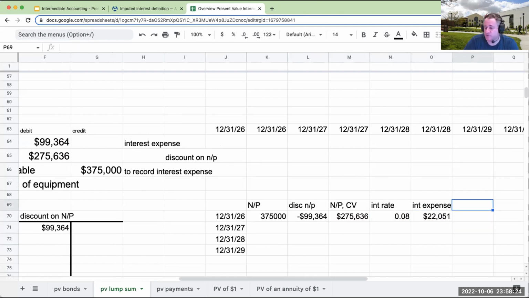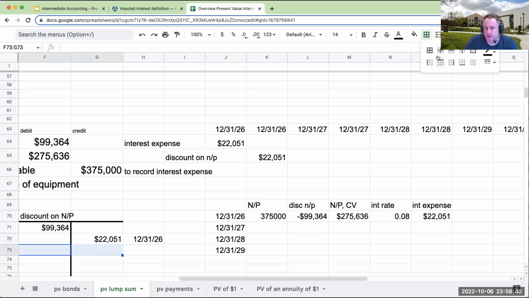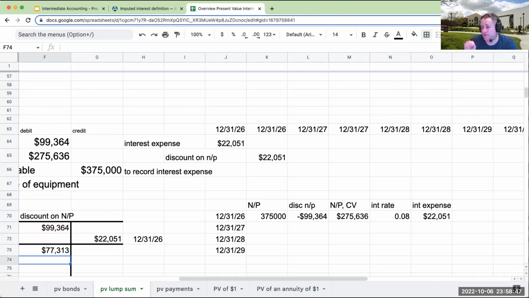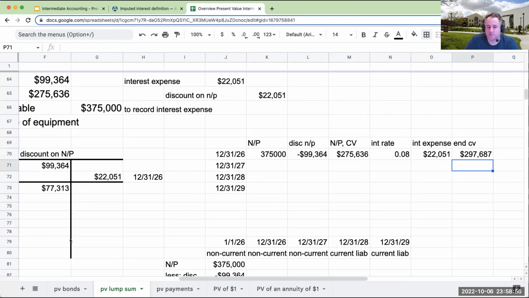Okay, so we've got interest expense, and then I'm going to do this over here. I'm going to debit interest expense. I'm going to credit discount on notes payable here on 12/31/26. So my ending discount is going to be right over here at 77,313. Remember, our goal is to make this go to 0. So my ending carrying value is basically going to be 297,687. Let's go ahead and take a look.